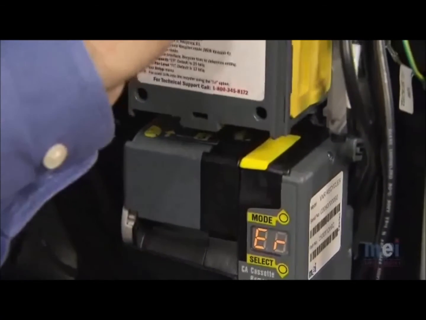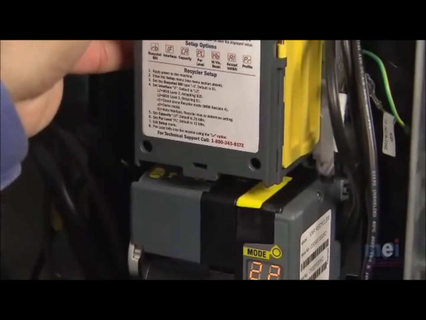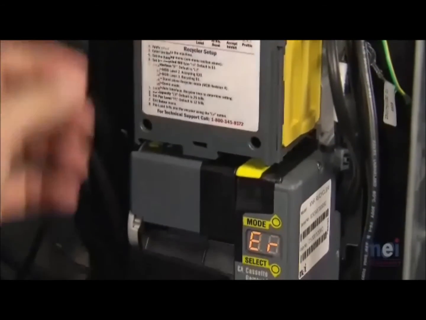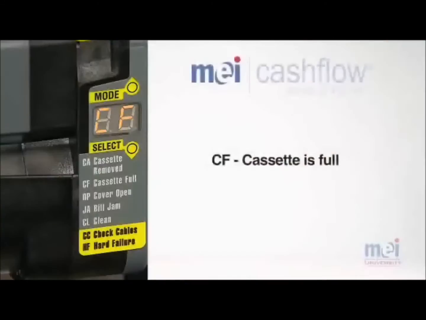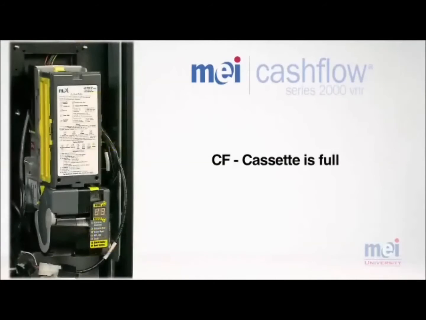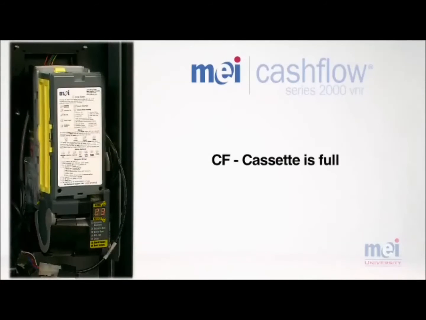CA. CA denotes that the cassette is removed or dislodged from the validator. CF. CF indicates that the cassette is full.